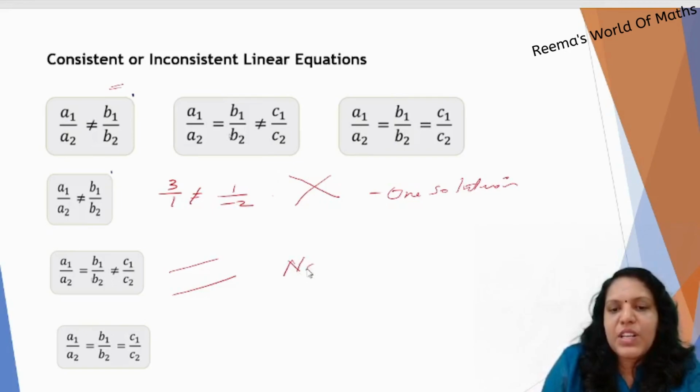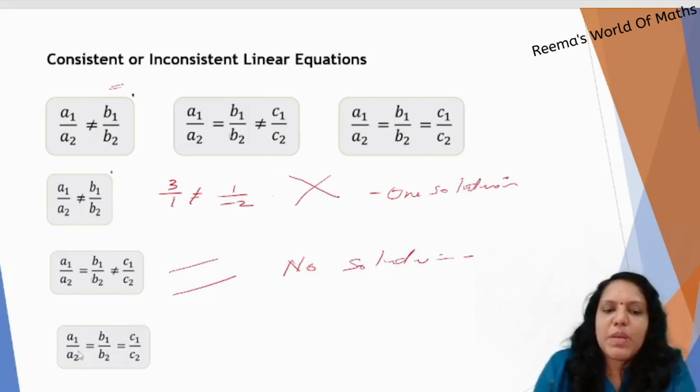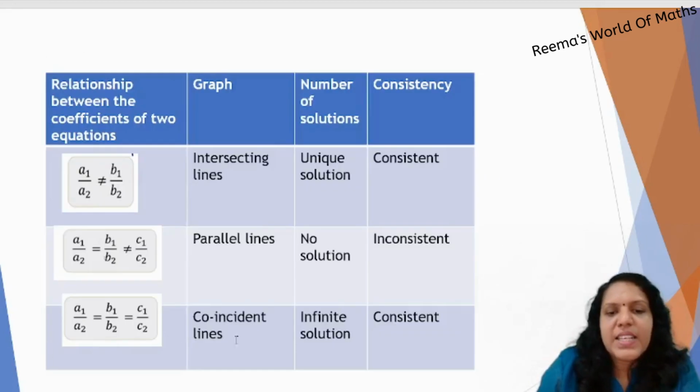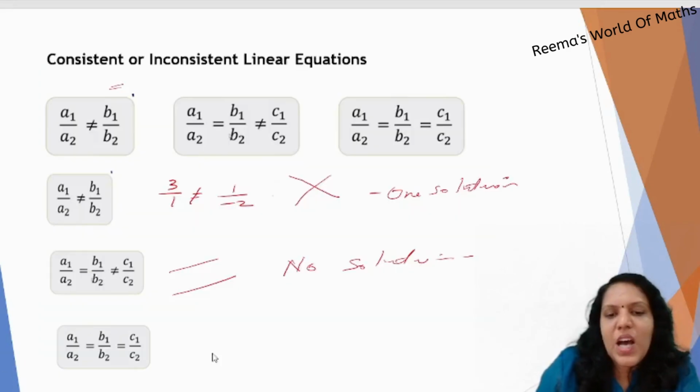In this case, it will have no solutions and it is inconsistent. The third one is A1 by A2 is equal to B1 by B2 and will also be equal to C1 by C2. In this case, it will be coincident. So this is how it will be.